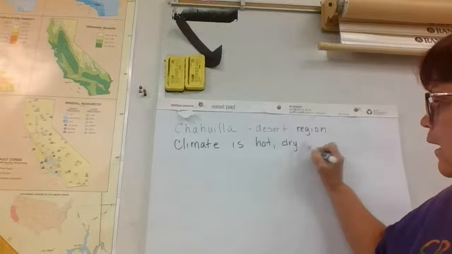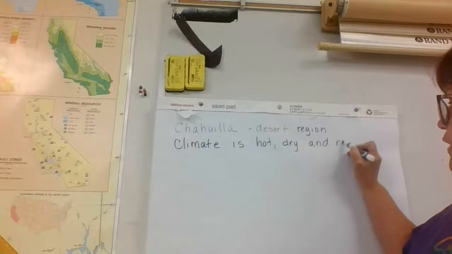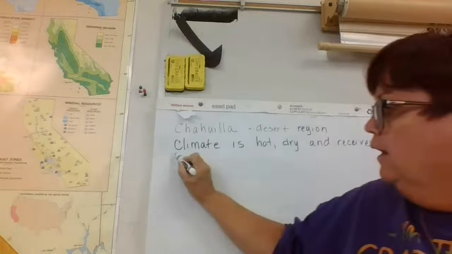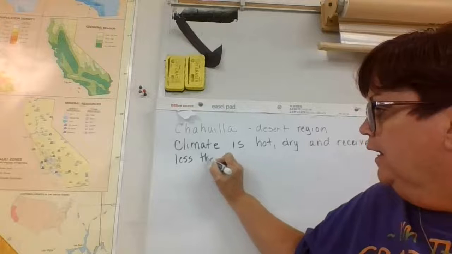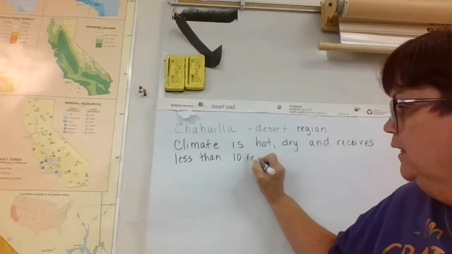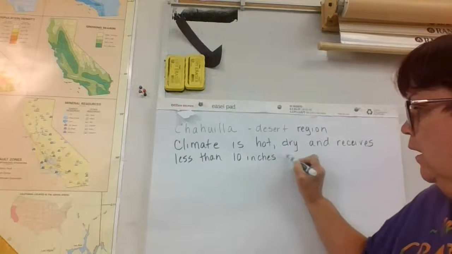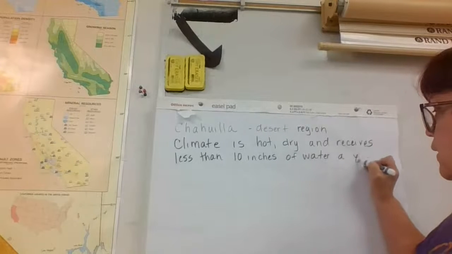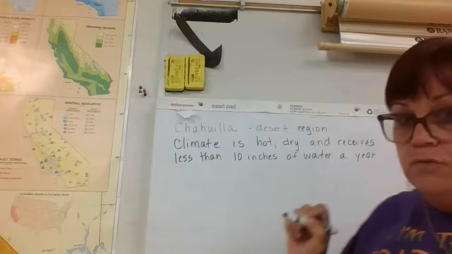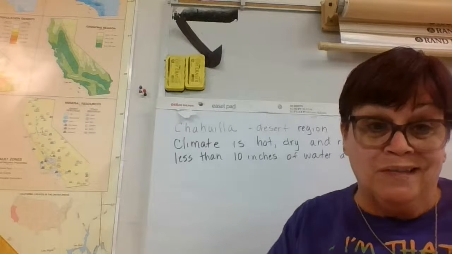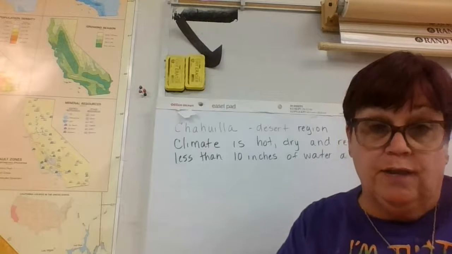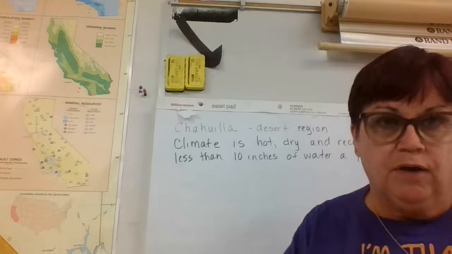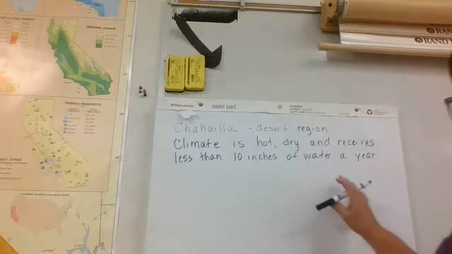dry, and receives less than 10 inches of water a year. The coastal region can get more than 10 inches of rain. So they are very lush. It's very wet over there. It's very damp, but the desert is very dry.